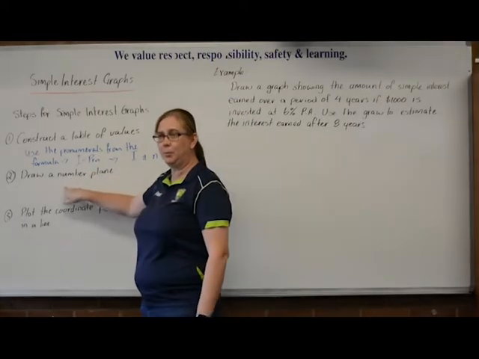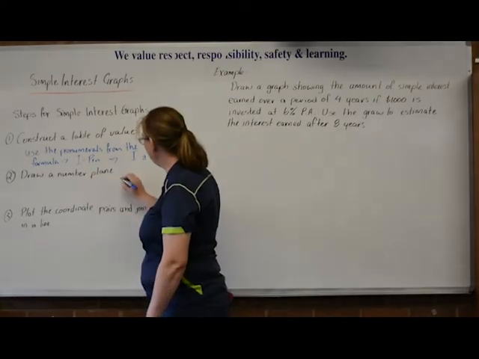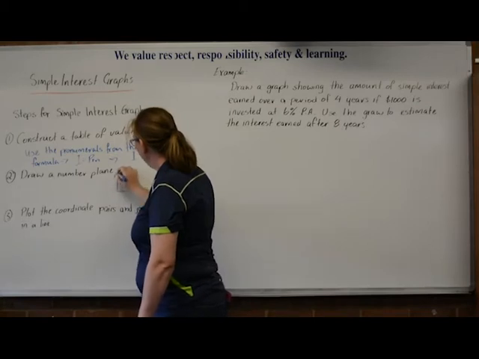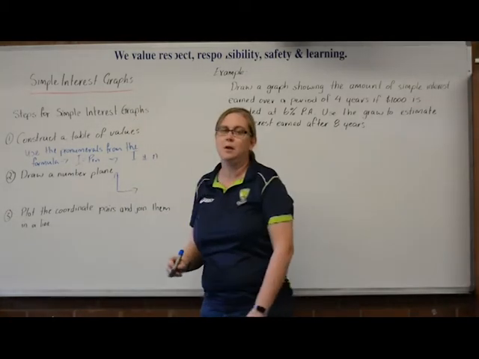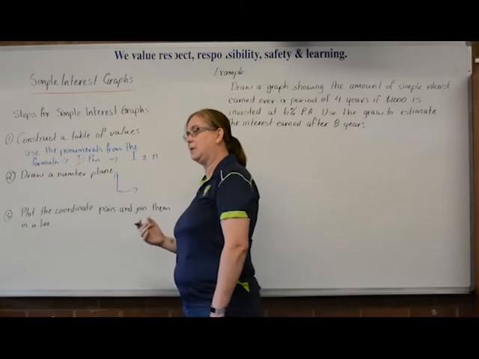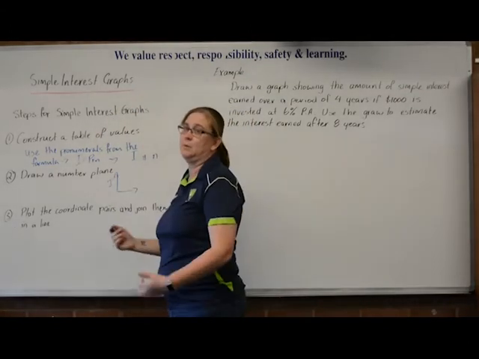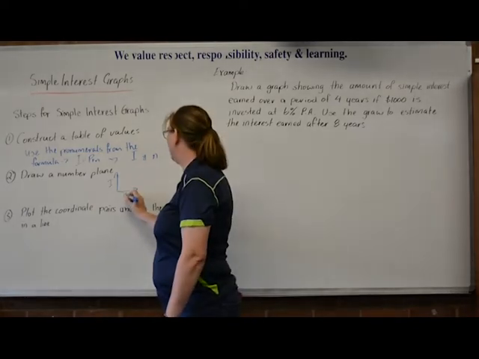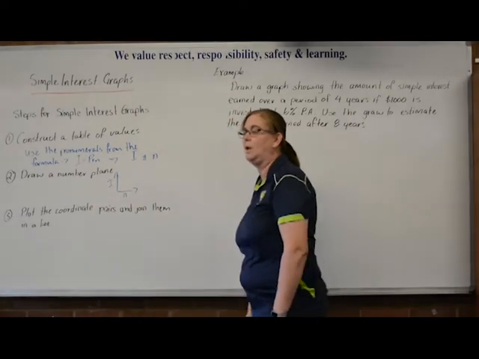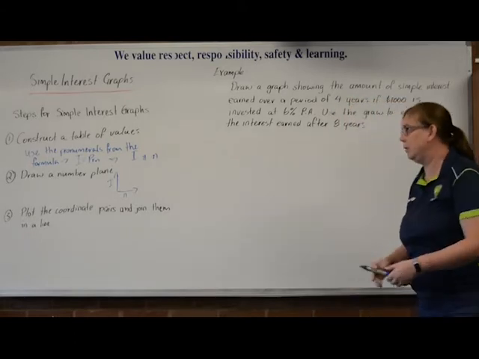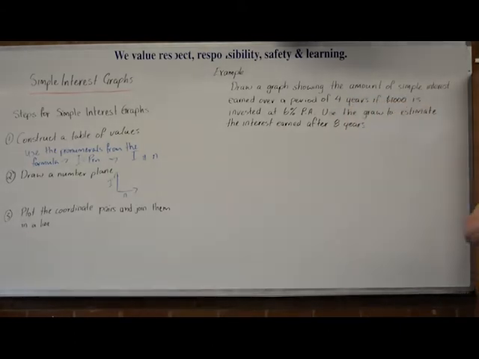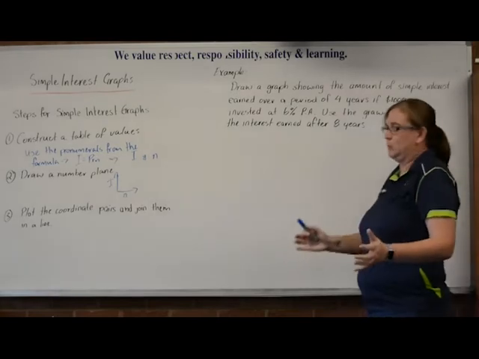We're going to draw the number plane. Probably don't need the whole thing, we only really need it that way. Because I is our dependent variable, I will go there. Because N is our independent variable, N will go there. And then plot the coordinate pairs and join them in a line. That's essentially what we're doing.